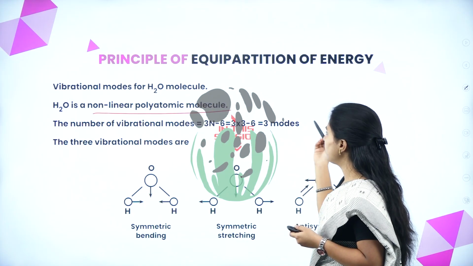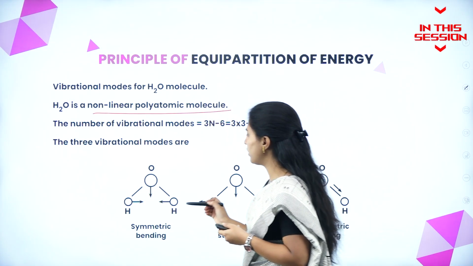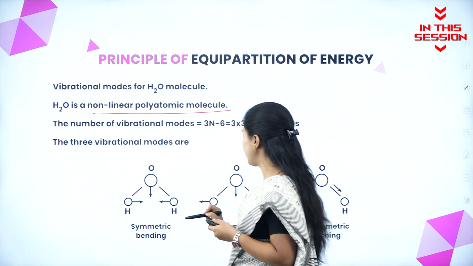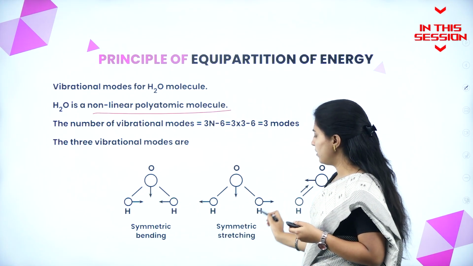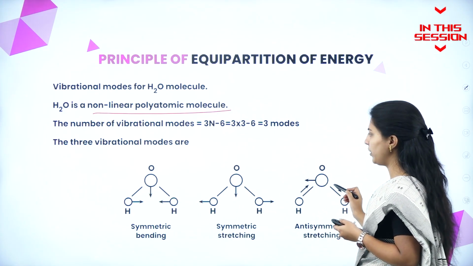3N minus 6 is 3 modes. The 3 modes are: it can be in the same direction, or it can be symmetric stretching or anti-symmetric stretching.